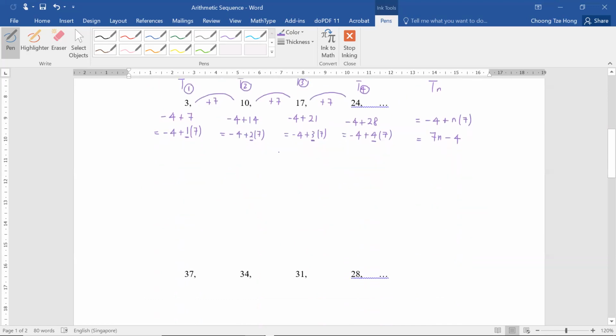We can do likewise for the second sequence: 3, 10, 17, and 24. We know that it's +7, +7, +7. So the moment you see +7, +7, +7, you write down 7n. Then you go and search for term 0. What +7 will give you 3? We know it is -4. So straight away we can write down the expression for the nth term: 7n minus 4.